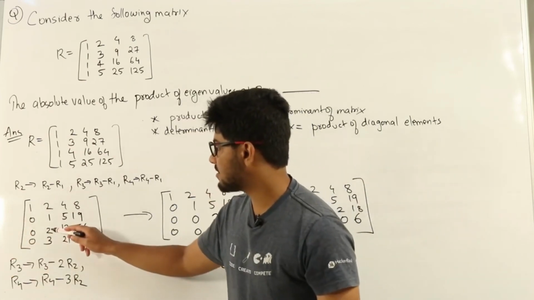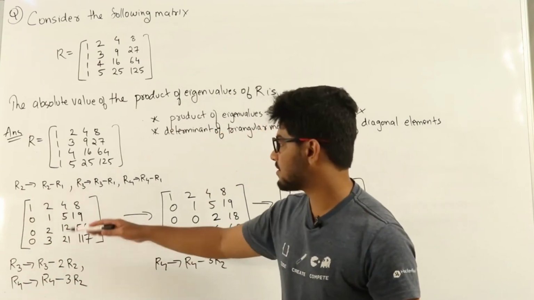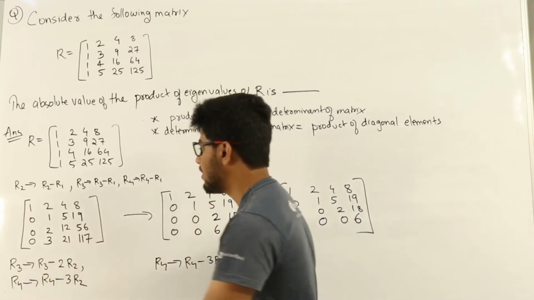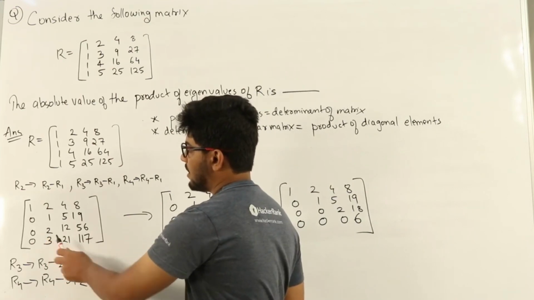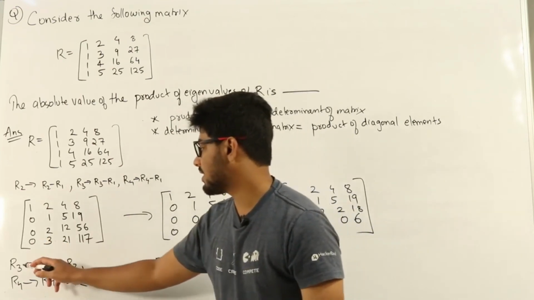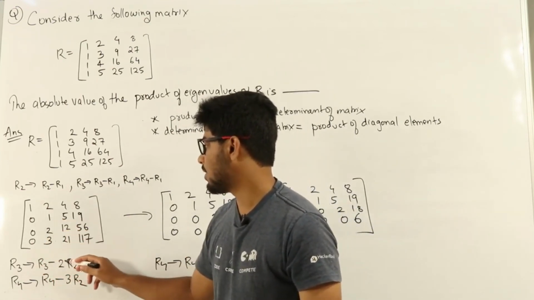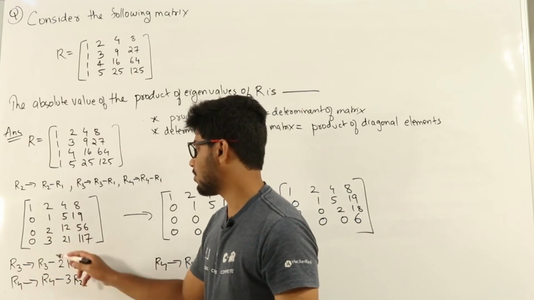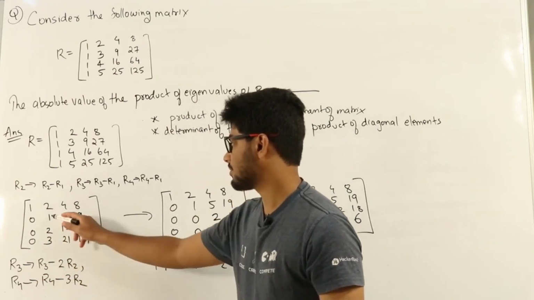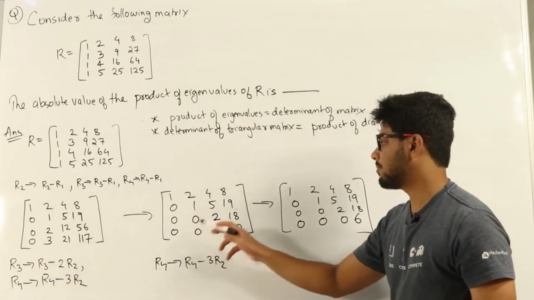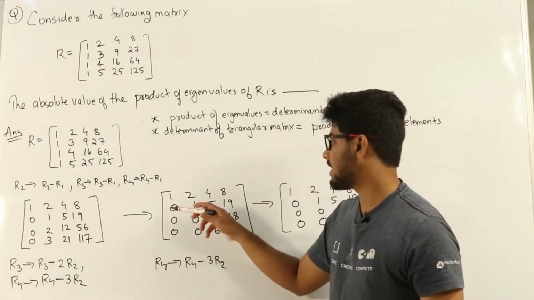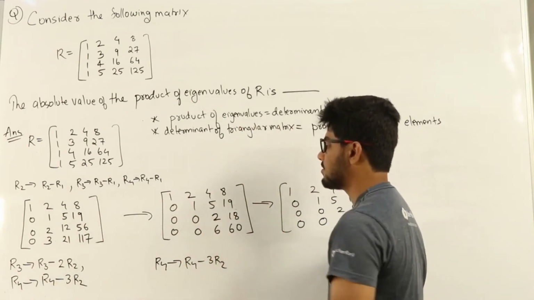Now I need to make these two elements 0. I am trying to transform it to an upper triangular matrix. So now we will try to make these two elements 0. For that we just need to do R3 equals R3 minus 2R2 and R4 equals R4 minus 3R2. Now that will become this matrix. We have got these three elements 0. These elements are also 0.